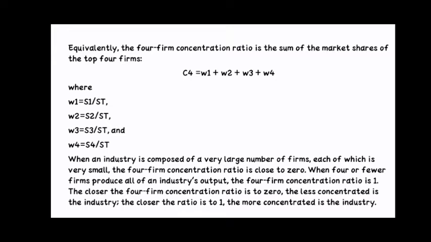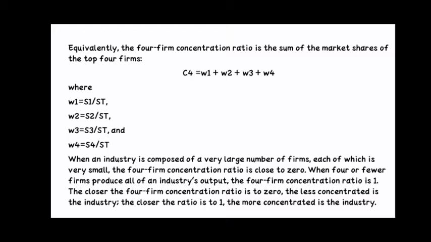It is defined as C sub 4 equals W sub 1 plus W sub 2 plus W sub 3 plus W sub 4, where W sub 1 is equal to S sub 1 over S sub t, W sub 2 is S sub 2 over S sub t, W sub 3 is S sub 3 over S sub t, and W sub 4 is S sub 4 over S sub t. Where an industry is composed of a very large number of firms, each of which is very small, the four-firm concentration ratio is close to zero. When four or fewer firms produce all of an industry's output, the four-firm concentration ratio is 1.